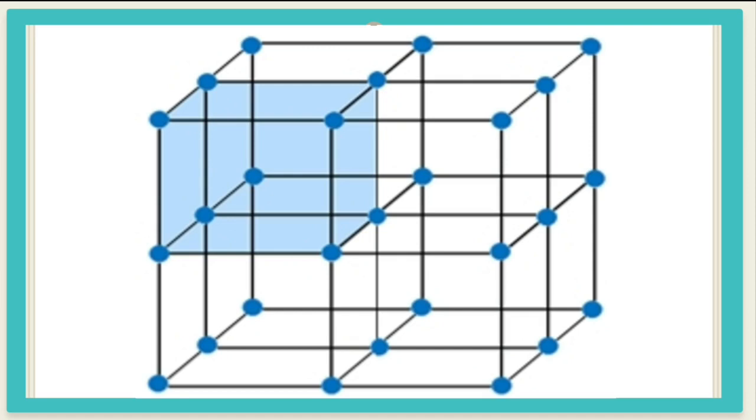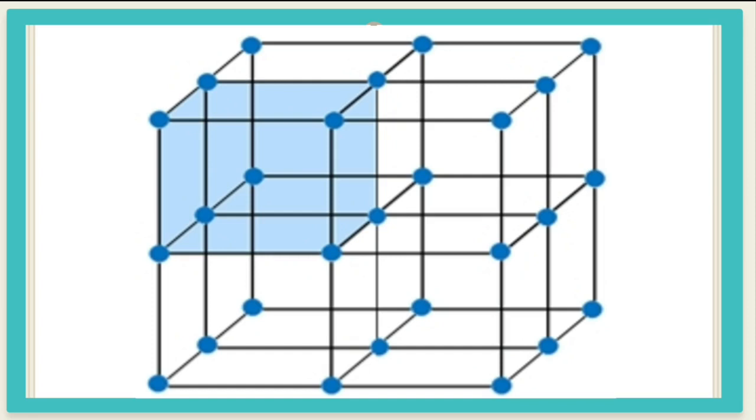And here you can see blue dots, which are called lattice points, and they are also called constituent particles. Lattice points are occupied by constituent particles, which can be either atoms, molecules, or ions. So for the number of atoms in a unit cell, we'll be focusing only on a unit cell. We don't need the crystal lattice over here. We need only a unit cell.